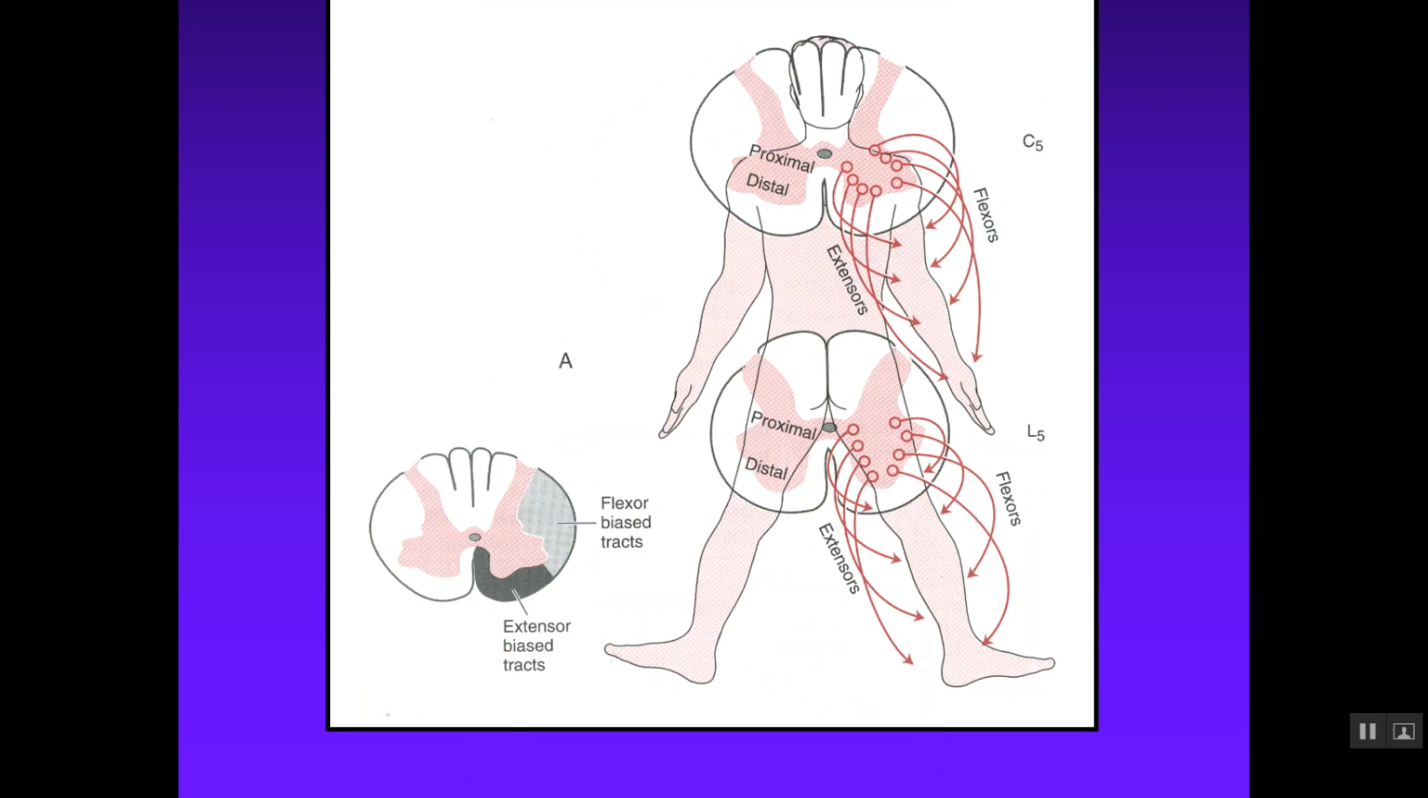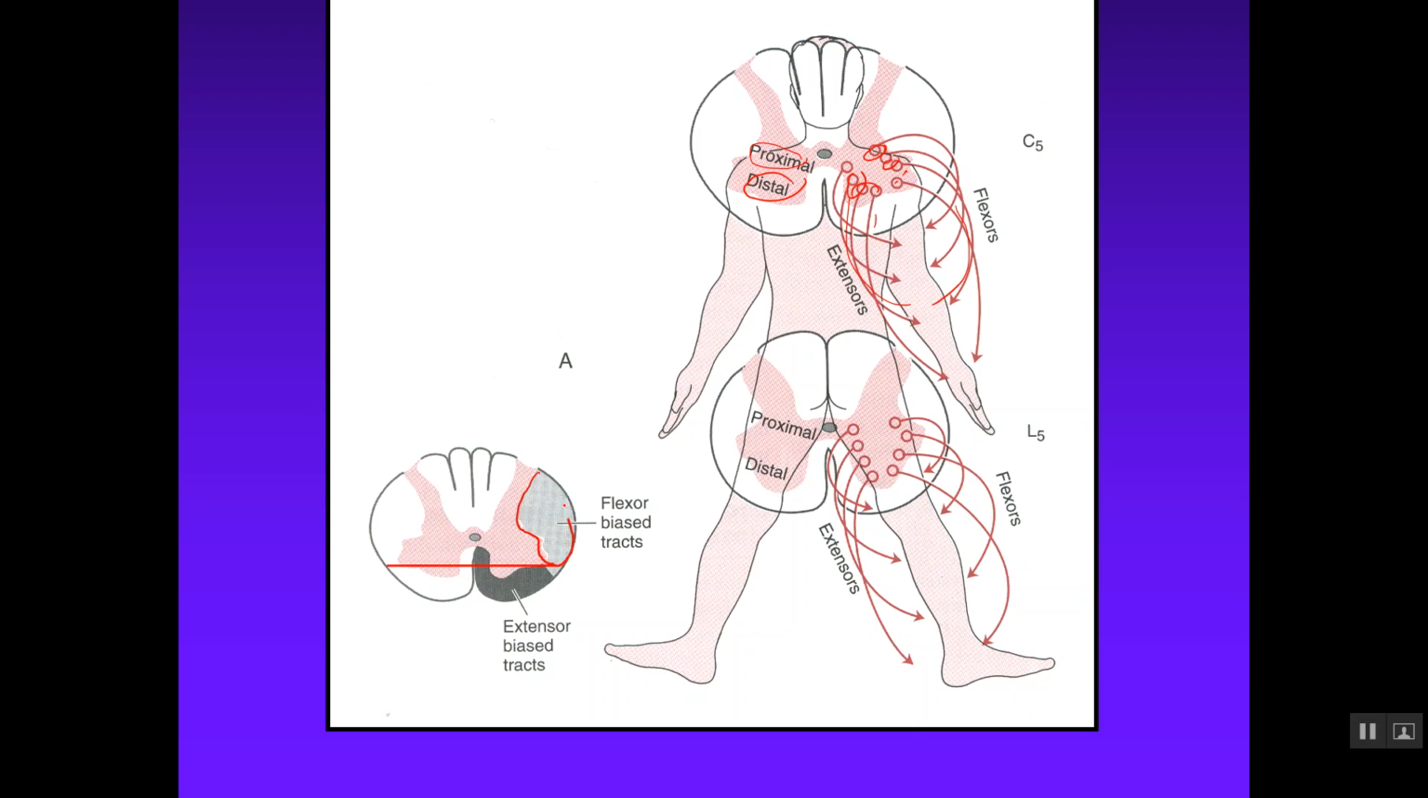This is another representation of that too, just showing you where the motor neuron pools are located that go to flexors and extensors and more proximal and distal locations. So that's how they're showing and representing that for both the upper and lower body. This is kind of a nice shot here.